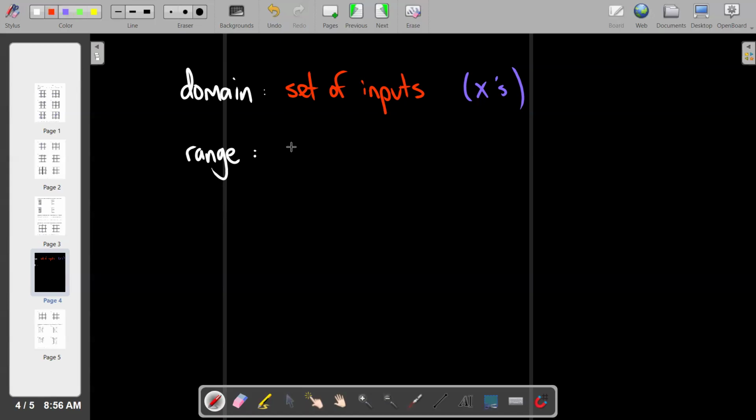What do you think the range is? The set of what? The outputs. Every single mathematical relation, whether it's a function or not, is a set of inputs and outputs. Inputs get fed in, outputs come out, right? And so the set of outputs is your range, and those would, of course, for our purposes, be all of the y's. So the x's will be your domain, and the y's will be your range.